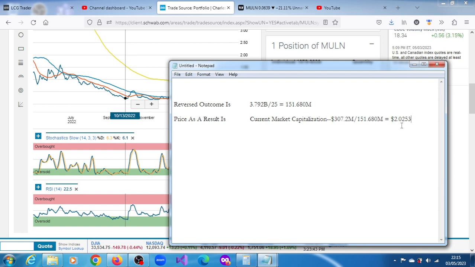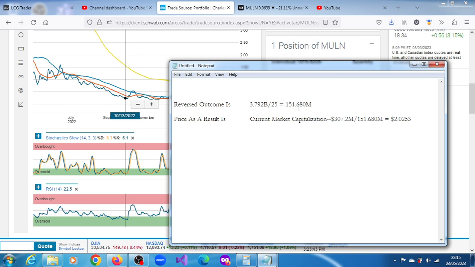So I could be totally wrong as well. But that is definitely how it's going to be determined. If you're reversing 3.792 billion shares by 25, you're dividing it. So you're going to have fewer shares, you're going to have 151.68 million shares. And then to determine the price based on this shares outstanding, it could be shares outstanding or the shares floated. So assuming we're going by shares outstanding, then we determine that because the market capitalization doesn't change, it shouldn't change.